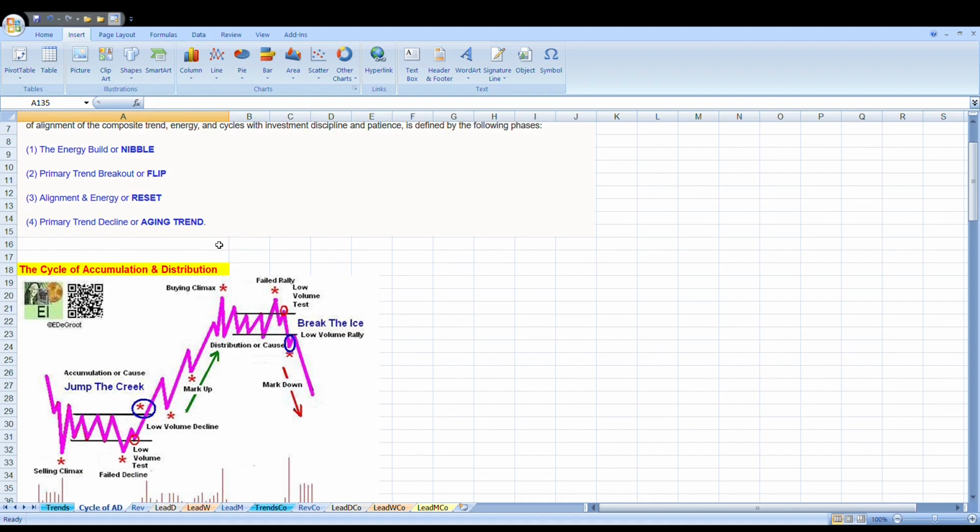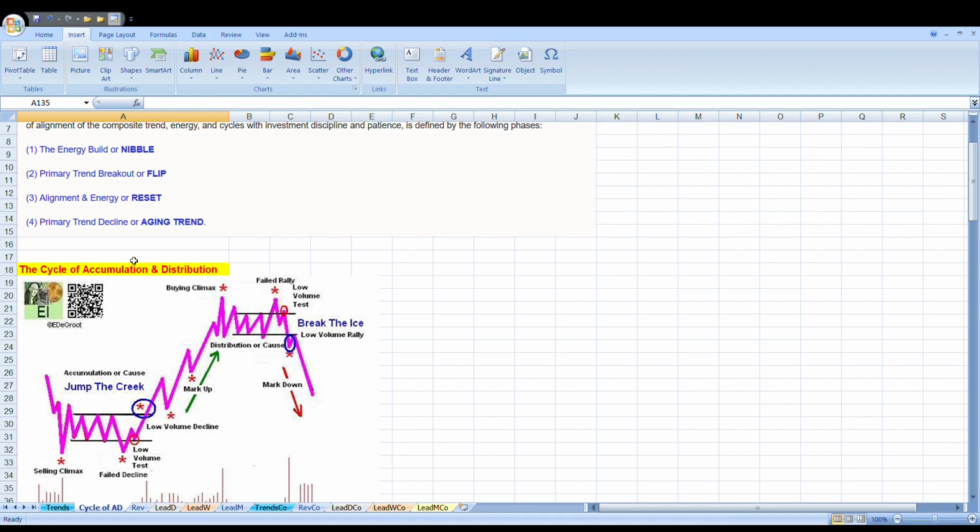We surf the primary trend, or the computer does, but we also have to recognize when it's jumping the creek, when we're going into sideways action, which is what we call cause building or accumulation, or cause for short, distribution, or cause for something that turns the market, mark up for a rally, mark down for a decline, and the different concepts that are inside of this.